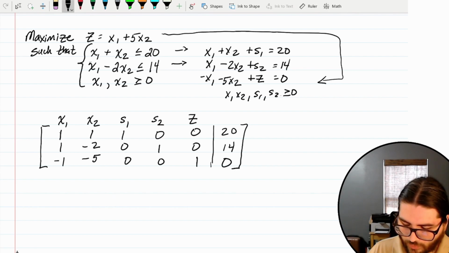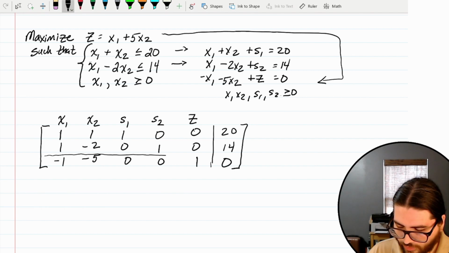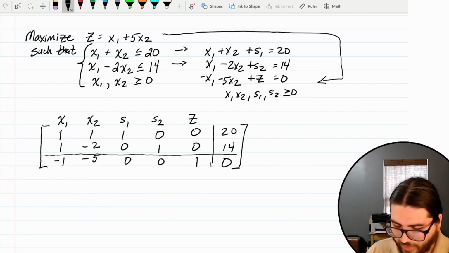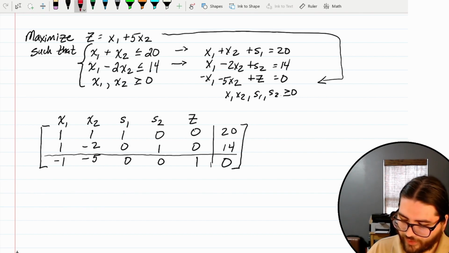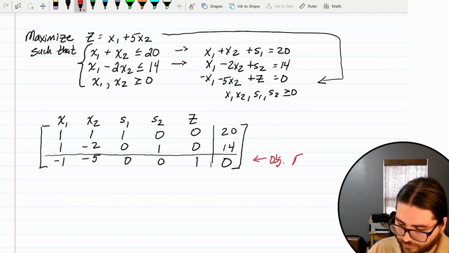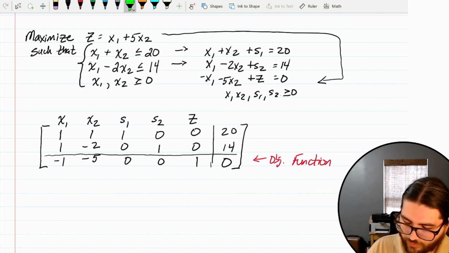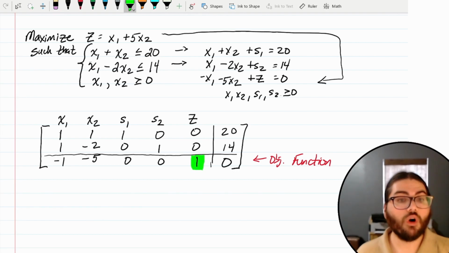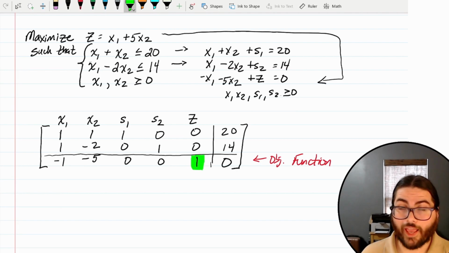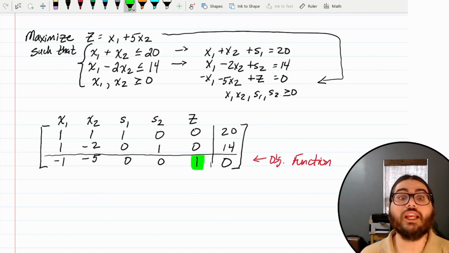A lot of textbooks will actually go out of their way to write another line down here on the bottom. I'll match that. Because they want to emphasize the fact that this last row represents my objective function. It's special, right? And this 1 here is even more special. That 1 will never, ever, ever be touched. So that last column and that special 1 in that very bottom right-hand position will never change.